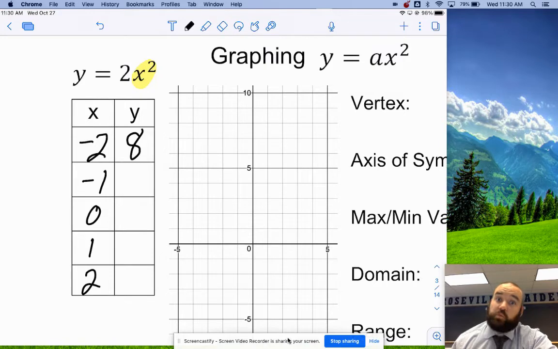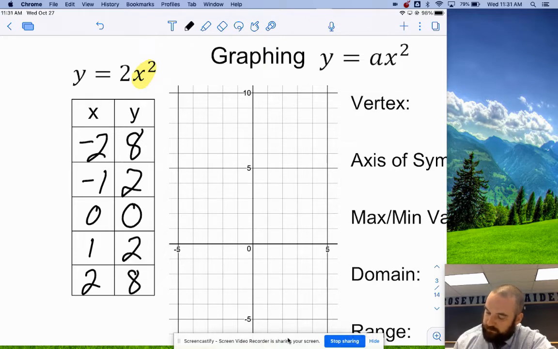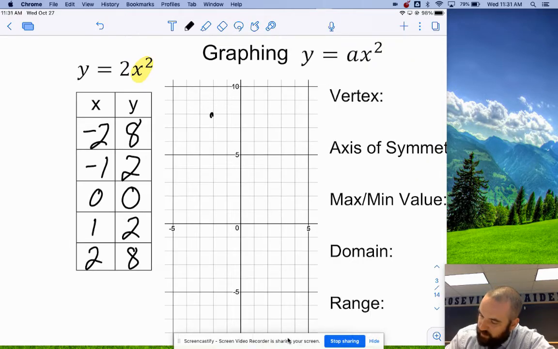Negative 1 squared is 1, times 2 is 2. 0 squared is 0, double it. 1 squared is 1, double it. 2 squared is 4, double it. Okay. Now if I plot these points, negative 2 comma 8 is all the way up here.